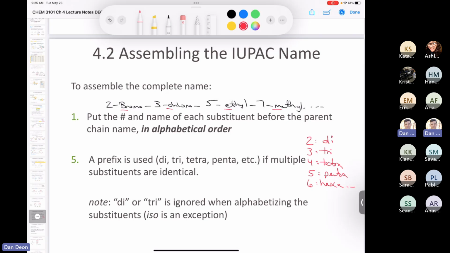Let's see here. Di and tri are ignored in alphabetization. So is iso. There are 2 other prefixes that are ignored when we're doing alphabetization. Iso plus cyclo is another one, and neo is another one. And if you're like, I've never even seen neo before, that's because I haven't taught it to you, but we might see that at one point in the course.